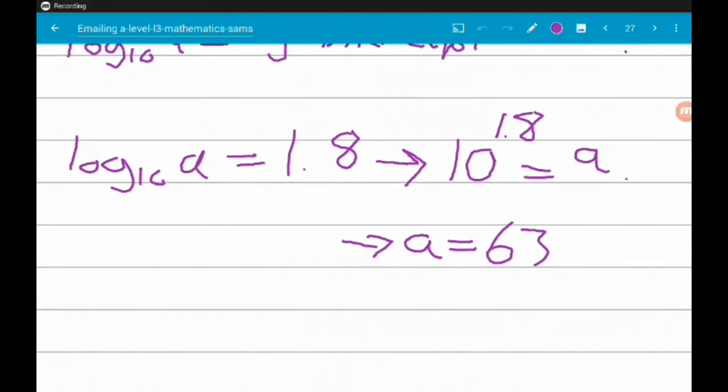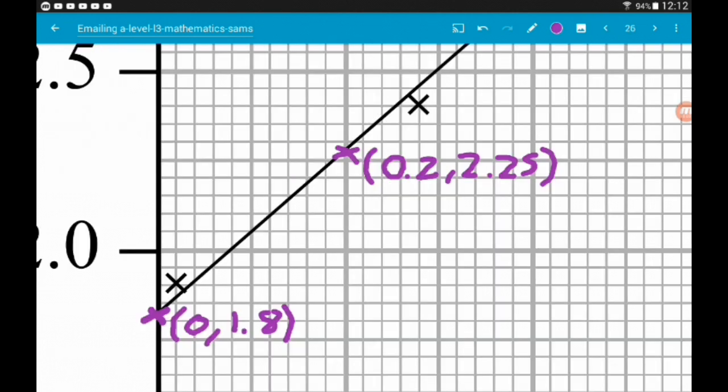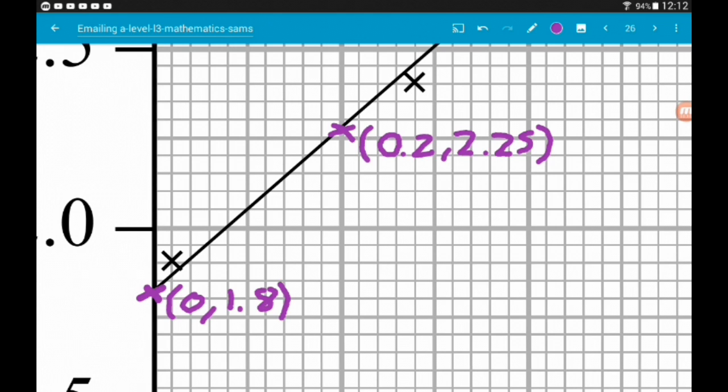So now to find b, remember b is the gradient of the straight line. So let's go back. So I picked these 2 points here, which are roughly 0, 1.8 and 0.2, 2.25. So remember, gradient is the difference in y over the difference in x. So our gradient here is 2.25 minus 1.8 divided by 0.2 minus 0.